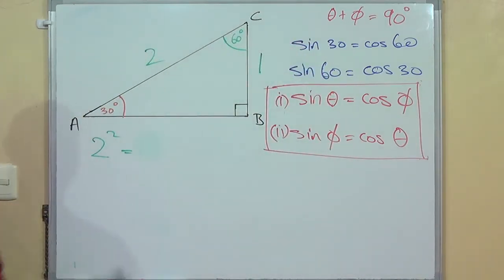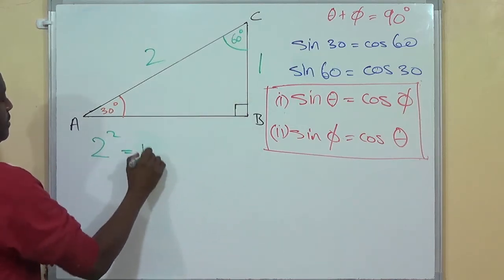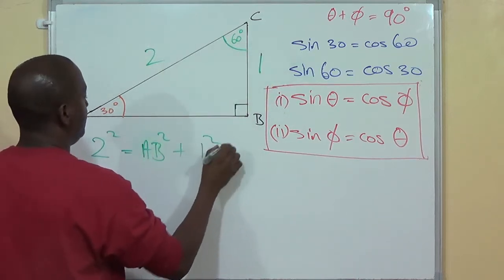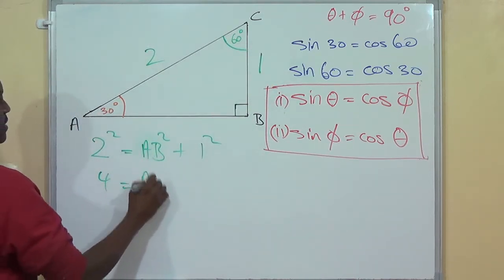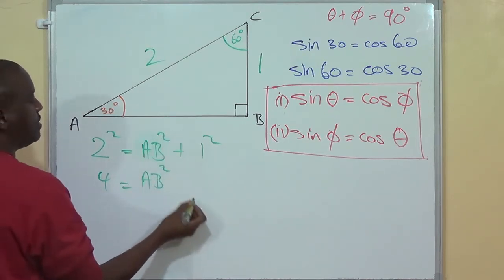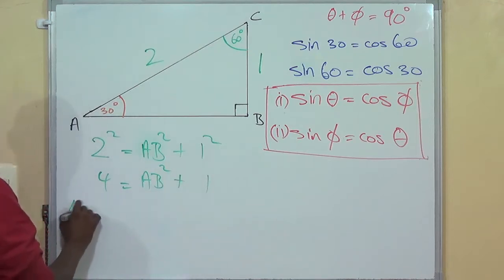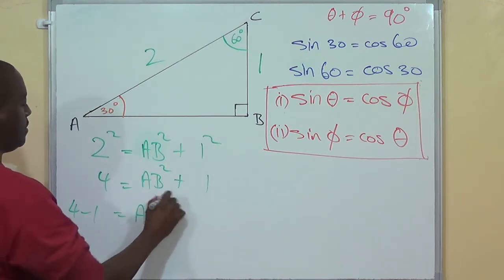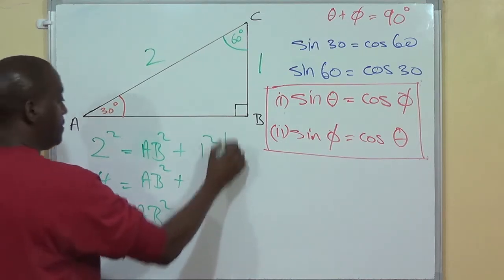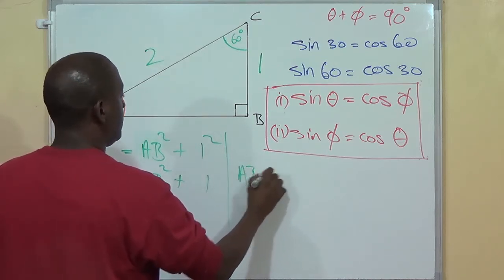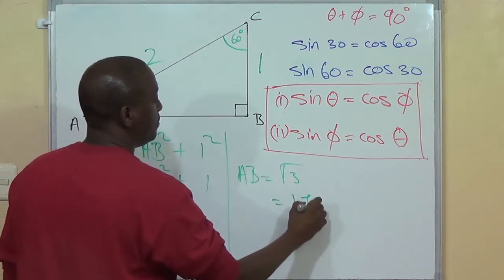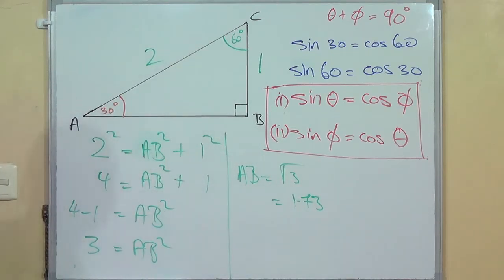So h squared is equal to opposite squared, AB squared, plus the adjacent squared, 1 squared. So 2 squared, which is 4, is equal to AB squared, this is AB all in brackets, plus 1 squared, which is 1. So 4 minus 1 is equal to AB squared. So 3 is equal to AB squared. So AB is equal to the square root of 3, which we know is equal to 1.73 to 3 significant figures.